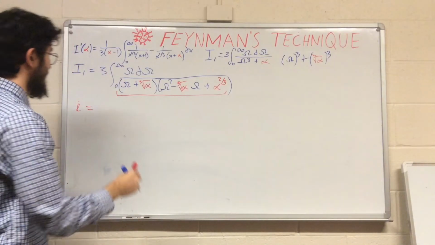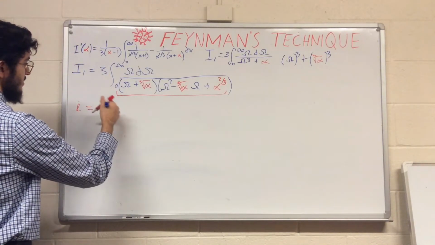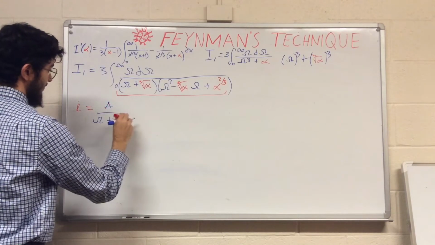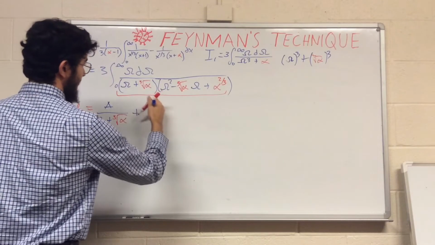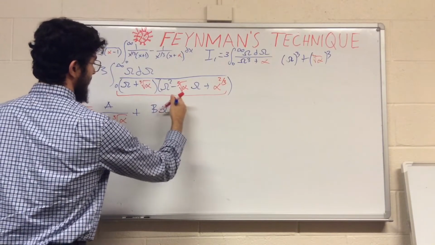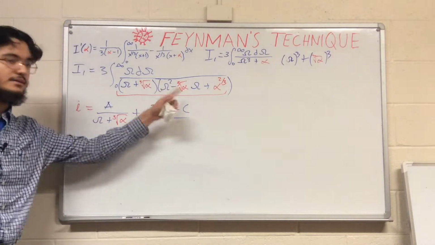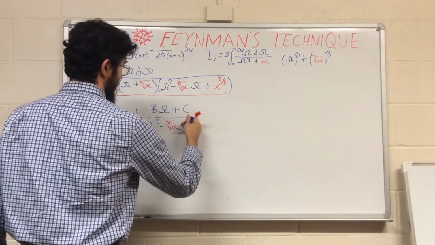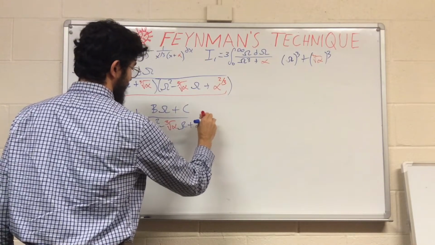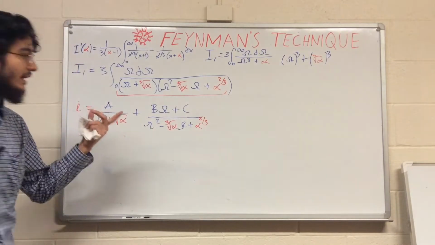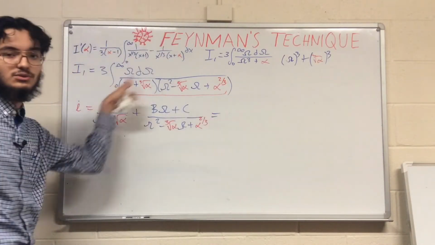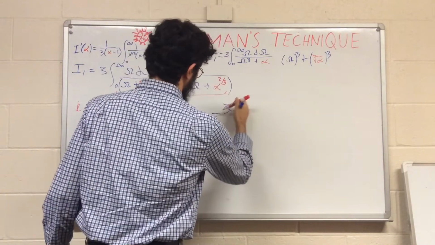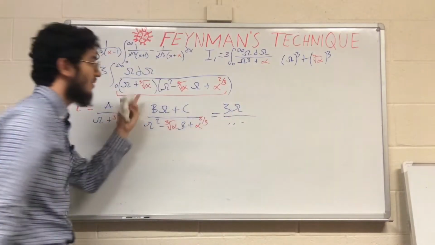is going to be nothing but A, divided by omega plus the cube root of alpha, and then plus B times omega plus C, divided by this whole expression, which is omega squared minus the cube root of alpha times omega plus alpha to the power of 2/3. All of that we can set equal to, we can bring the 3 into the integrand, so it's going to be 3 times omega divided by the common denominator.